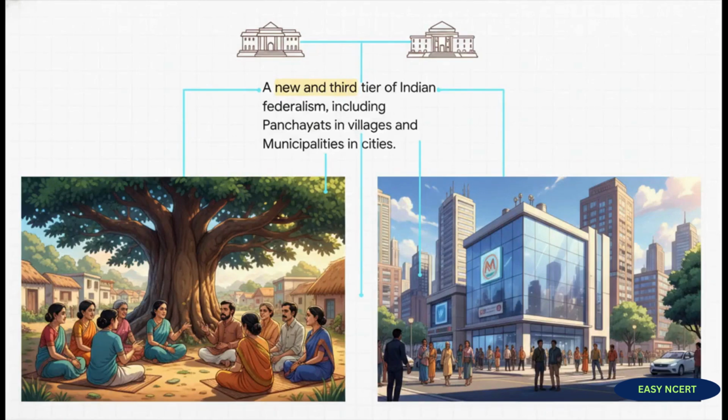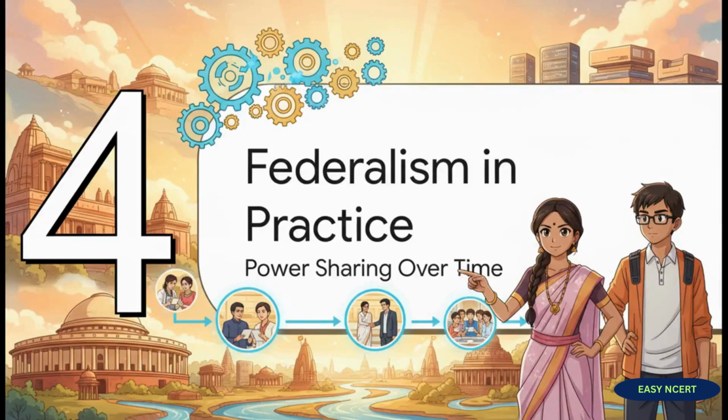And here's where Indian federalism gets really unique. There's a third tier of government. This is local government, made up of panchayats in the villages and municipalities in the cities. This third layer is a huge deal, and we're definitely coming back to it in a bit. Okay, so we've got the theory down. But how does this all work in practice, day to day? Let's dig into how the relationship between the center and the states has actually changed over the years.